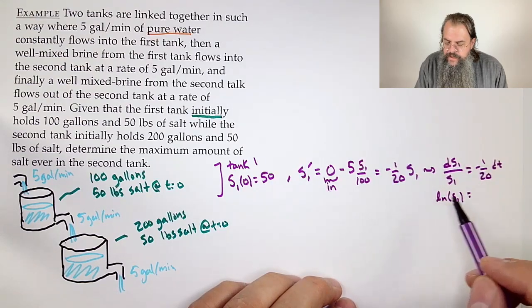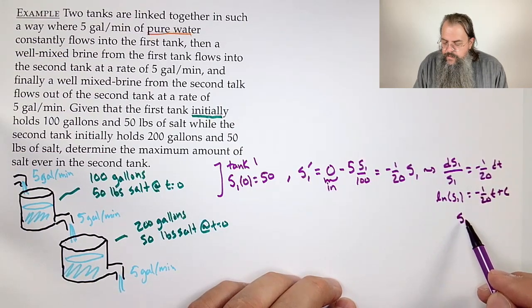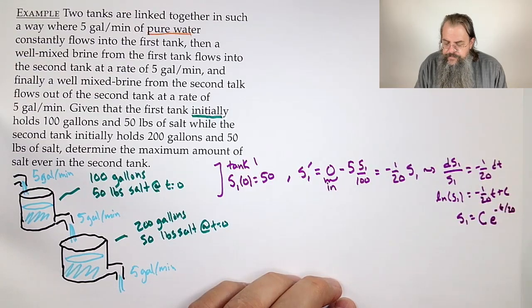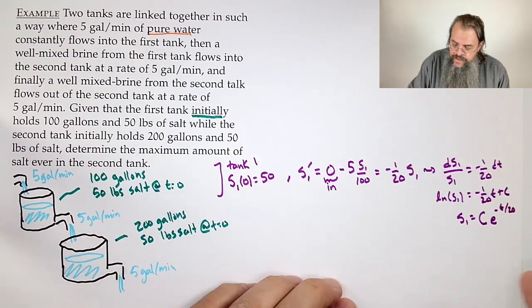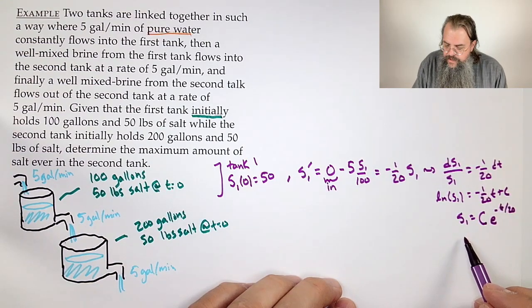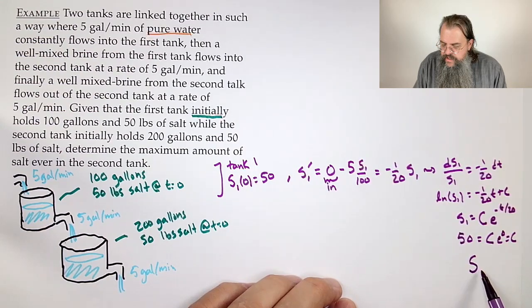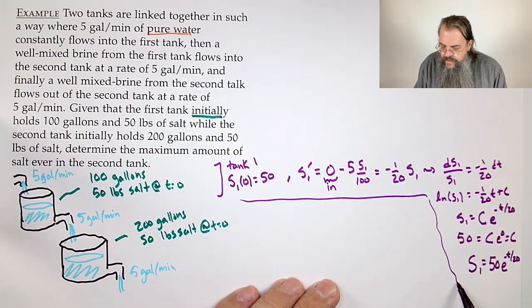or the natural log of S1. That's because you integrate both sides, minus 1 over 20 t plus a constant. And so S1 is equal to some constant, e to the minus t over 20. And now, initial condition says at time 0, that we should have 50. When you plug 0 into here, well, we'll get e to the 0. So 50 equals C e to 0, which is C. And so we say, aha, the amount of salt at any given time in the first tank is equal to 50 e to the minus t over 20. All right, so there we go. There's our tank 1.